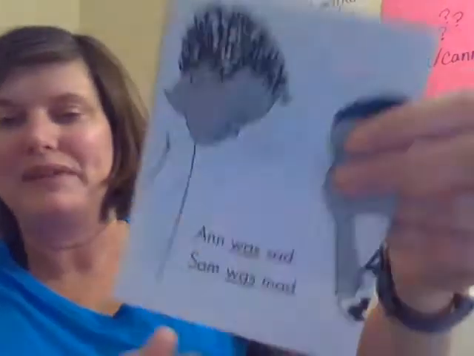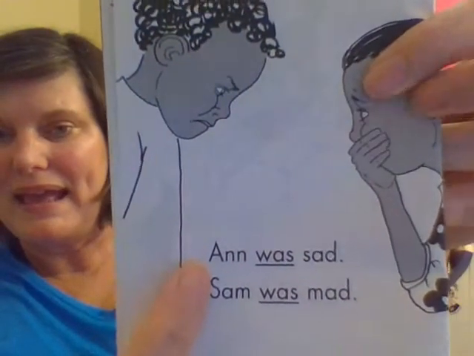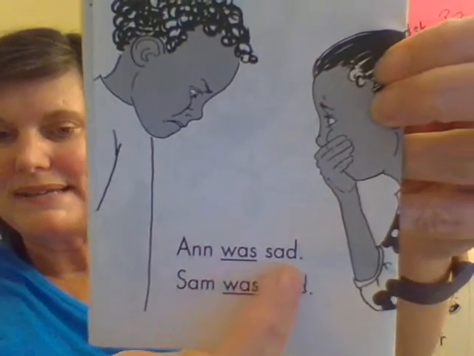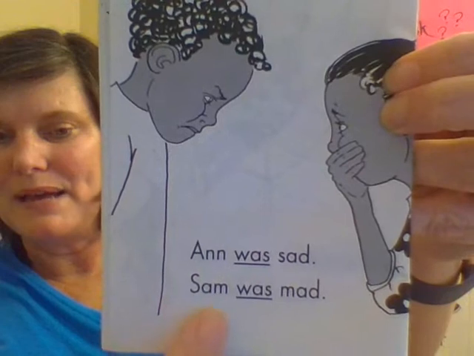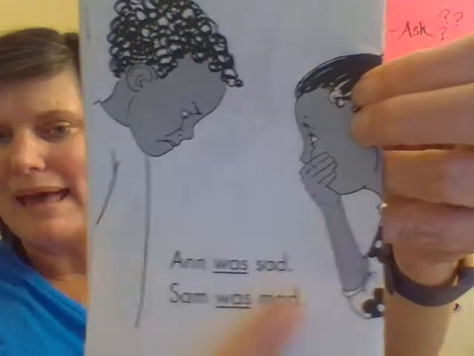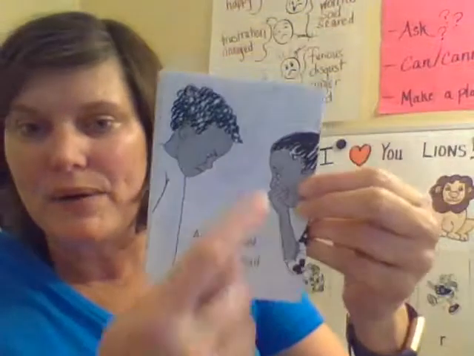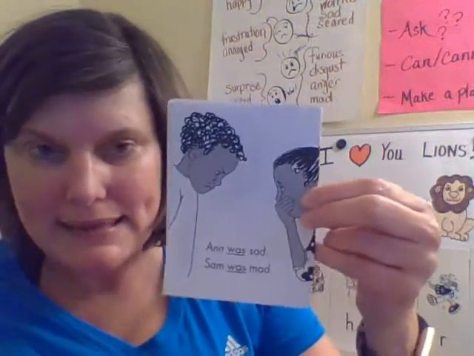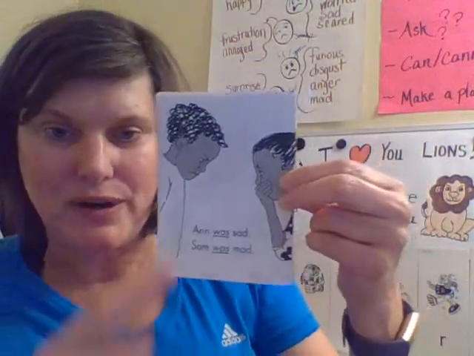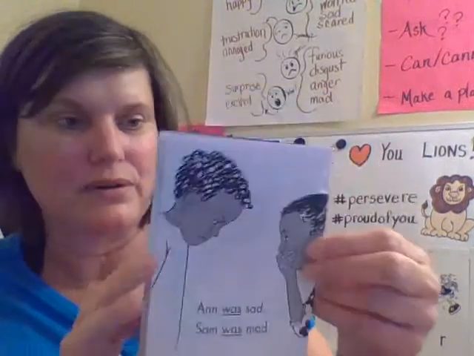Okay, here we go. Anne was sad. Sam was mad. Anne was sad. Sam was mad. Well, I hope she lets them know it was an accident and she says sorry, and I hope Sam forgives her. That would be the right thing to do.